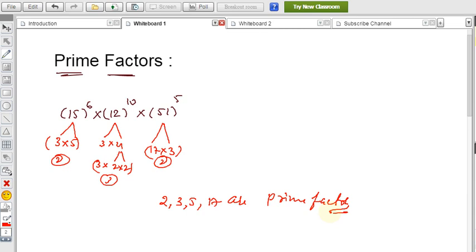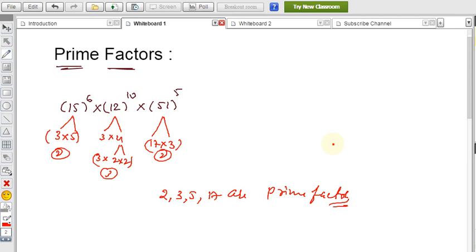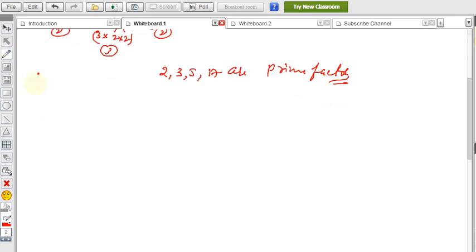If any question is given, you have to split that number into prime factors. Okay, I'll give you one more example.